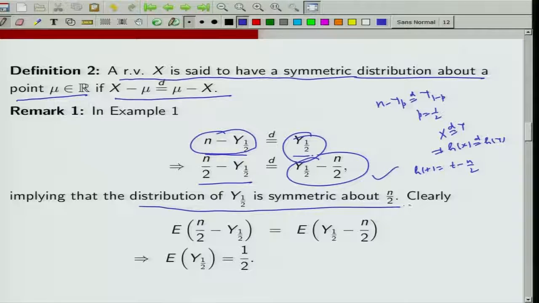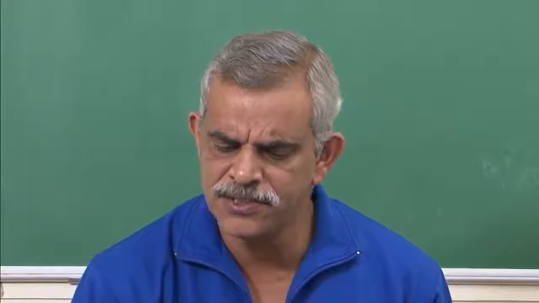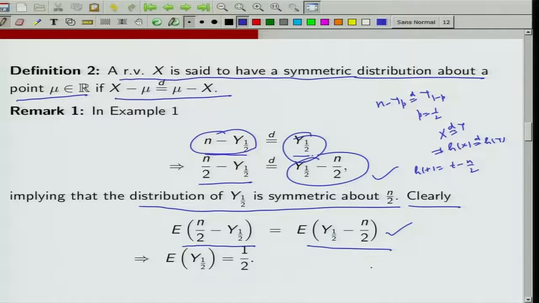Now if they have the same distribution, certainly they will have the same mean, provided the mean exists. Now the mean would always exist because Y has finite support, so you will be summing only a finite number of terms when you take the mean. So the mean always exists, and this always holds. If you simplify this, taking the expected value of Y_half to one side, you get that the expected value of Y_half is n by 2.